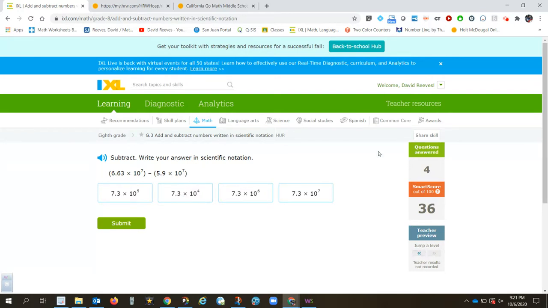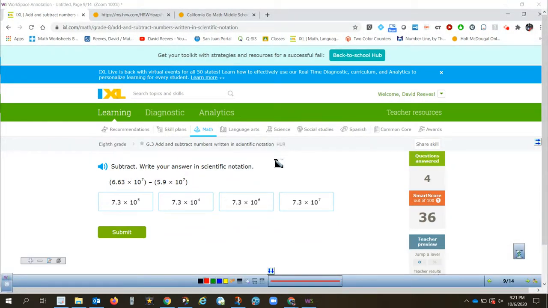We still have ones that are the same. I was hoping to get to one that was different. Well, let's do this and maybe we'll get one that's different. So the powers of 10 are the same.